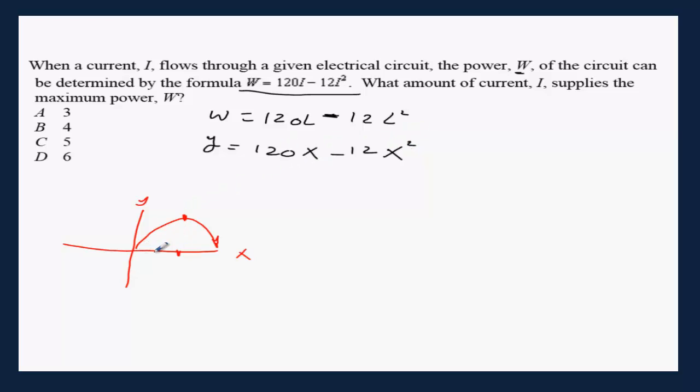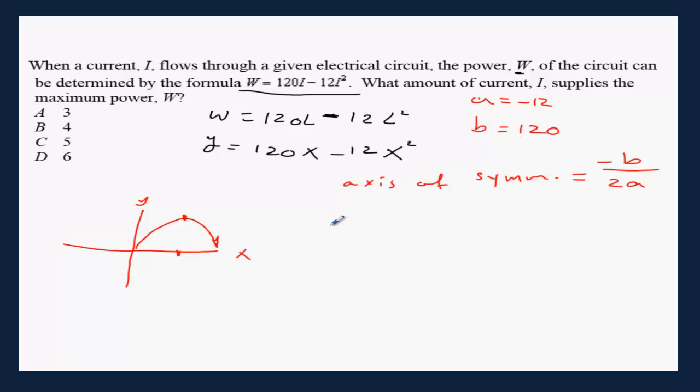All right, to find after how many points, we call it the axis of symmetry. There is a formula for the axis of symmetry, which is negative b over 2a. What is b? First of all, what's a? a is the coefficient of the x squared, the number beside x squared, negative 12. And b is the number beside x. b equals 120.